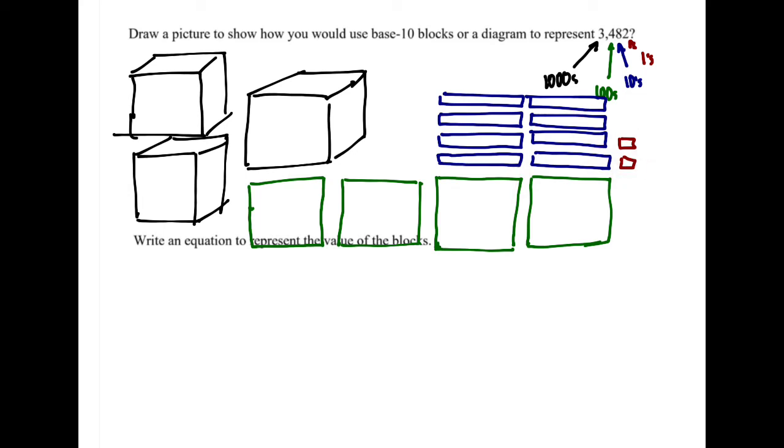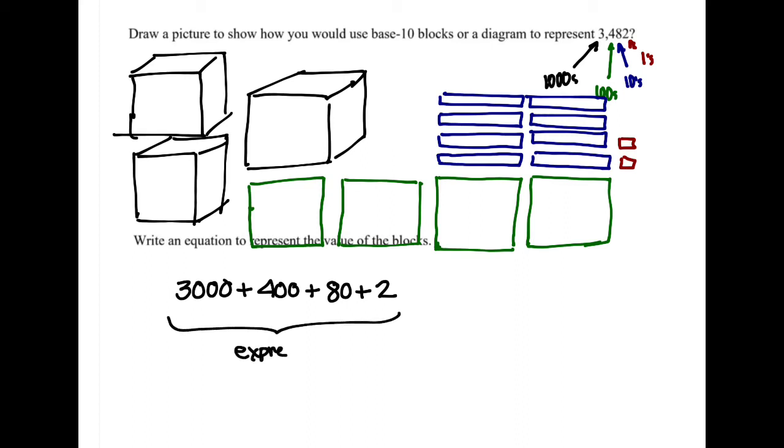Okay, so now it says write an equation to represent the value, so that's where the expanded form comes in. So we have 3,000 plus 400 plus 80 plus 2. Okay, now this is an expression. And an expression is just a combination of numbers using add, subtract, multiply, and divide. That's it. To become an equation, it needs to be equal to something. Okay, so that's equal to 3,482.